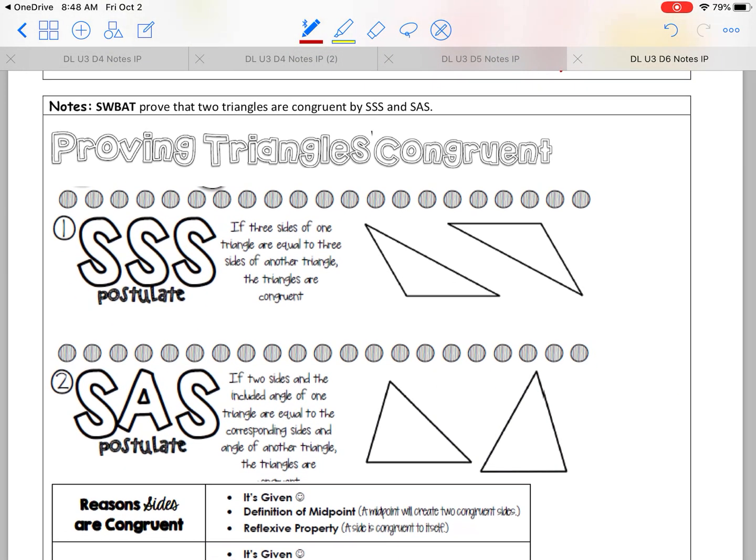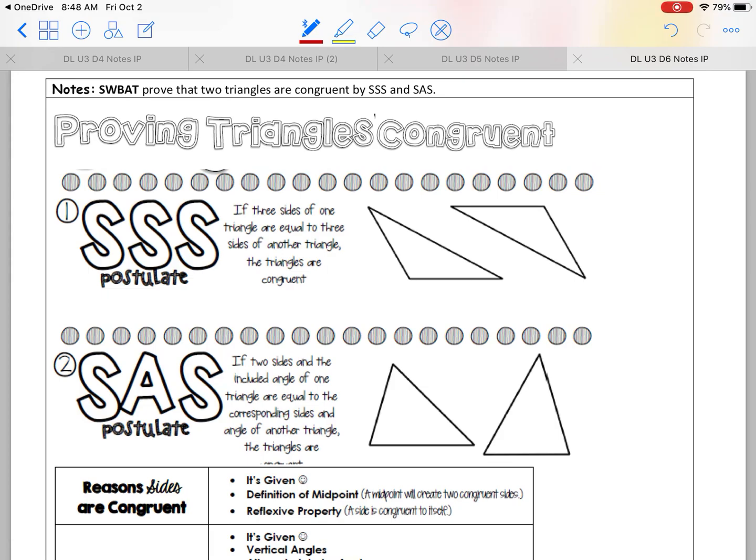All right, moving on. The objective for today is students will be able to prove that two triangles are congruent by side-side-side and side-angle-side. Yesterday in lesson 3-5, congruent triangles, we were able to determine that when two triangles are congruent, they have the same shape and the same size. Also, we were able to identify the 6 pairs of congruent corresponding parts: 3 pairs of corresponding congruent angles and 3 pairs of corresponding congruent sides.